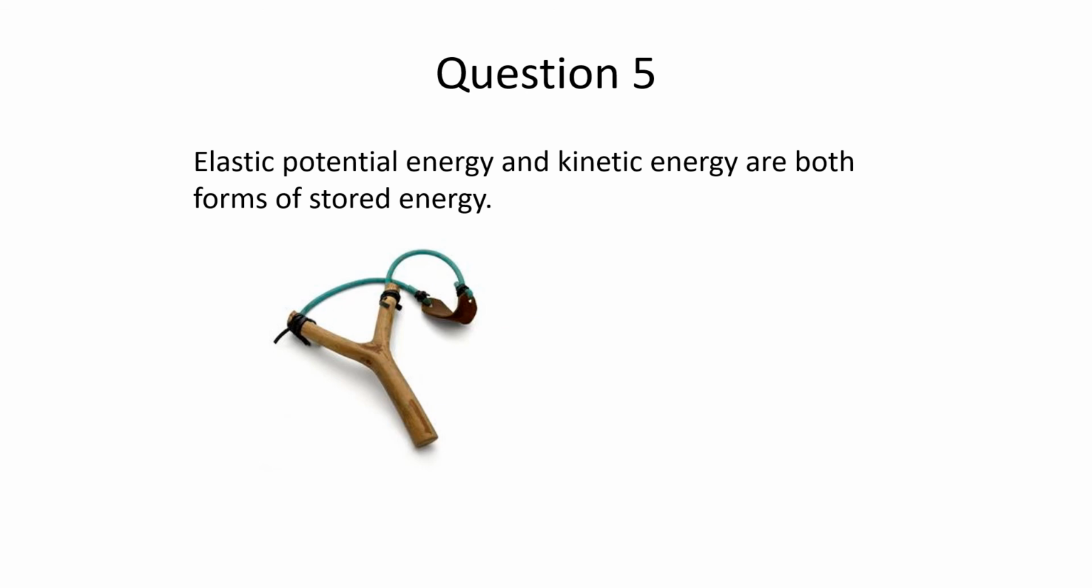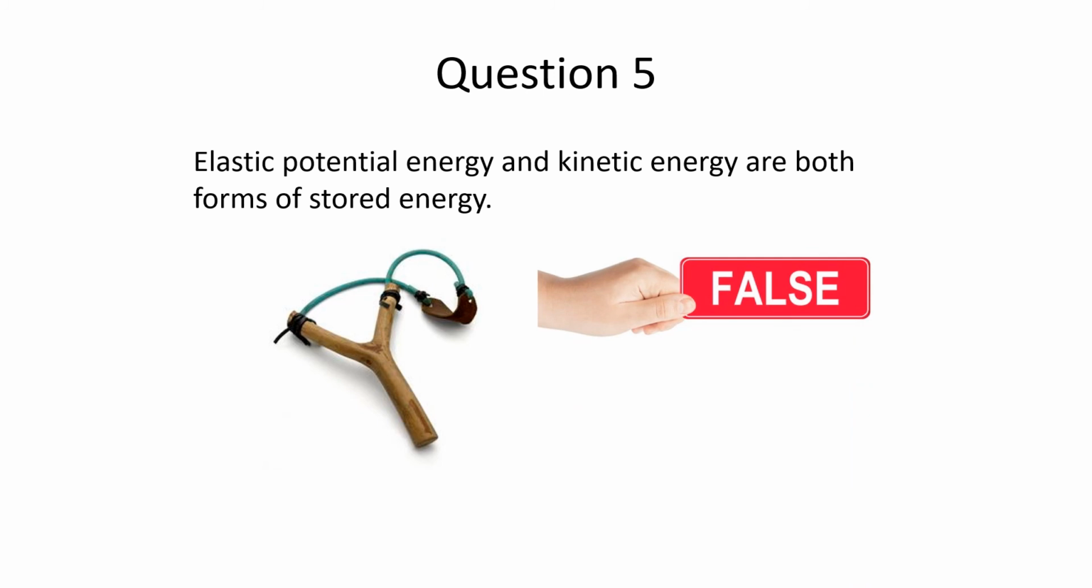And finally, question 5. Elastic potential energy and kinetic energy are both forms of stored energy. Is that true or false? Well, elastic potential energy is definitely a form of stored energy, but kinetic energy isn't. When you pull the elastic back, the elastic is storing the kinetic energy that you use to pull it back, and then when you let it go, it releases that into kinetic energy, but kinetic energy isn't a store. The only stored types of energy would be elastic potential energy, gravitational potential energy, chemical energy, those kinds of energies.